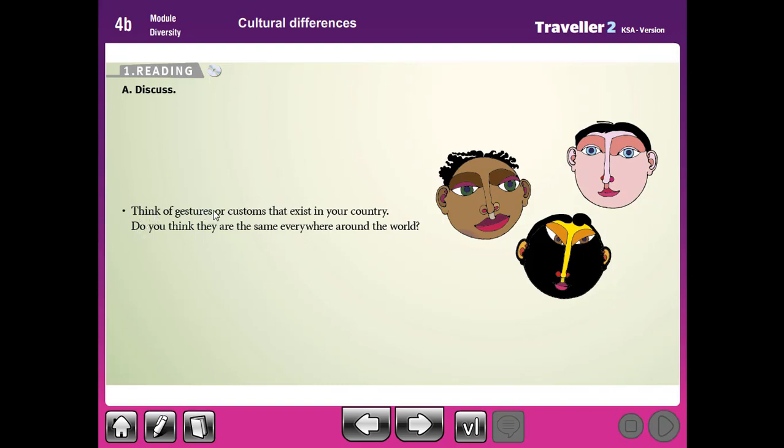Think of gestures or customs that exist in your country. We have many gestures and customs in our country here, like the way we eat, the way we dress, and so on, the way we greet each other. Talking about gestures, do you think they are the same everywhere around the world? No. If you travel to any place around the world, you will find different ways of greeting, different ways of dressing, different ways of eating, and so on, right?